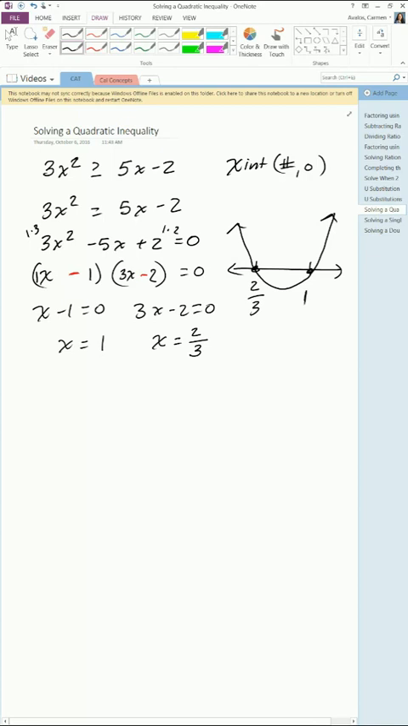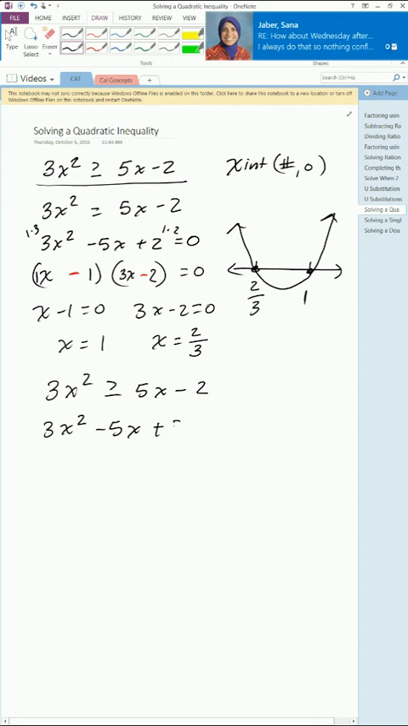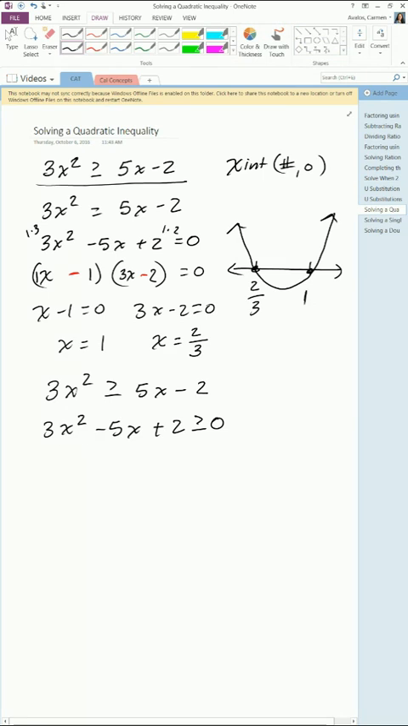So now I need to decide which ones I want. This is where I go back to the inequality, 3x squared minus 5x plus 2, and I'm going to solve it for 0 because I always want to know whether I'm looking for positive values or negative values, and that's what tells me that. So we have 3x squared minus 5x plus 2 is greater than 0.